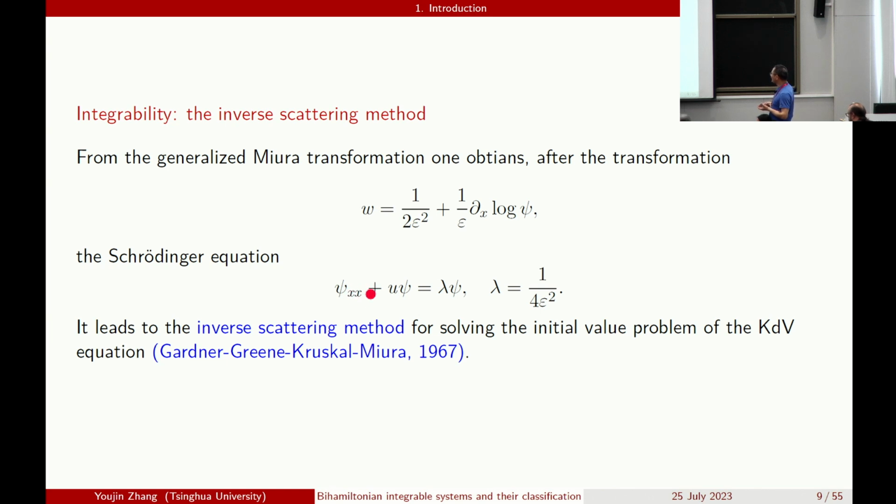So at this point, Kruskal and his collaborators already knew how to use the well-known scattering theory and inverse scattering theory, which is already known in quantum theory, to consider the initial value problem of the KdV equation. So this is, I think, the most important thing at the start of the theory of solitons.